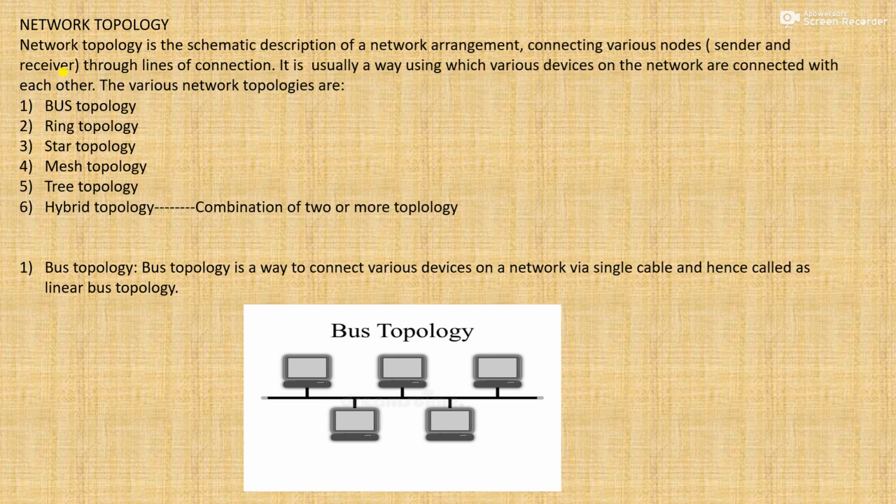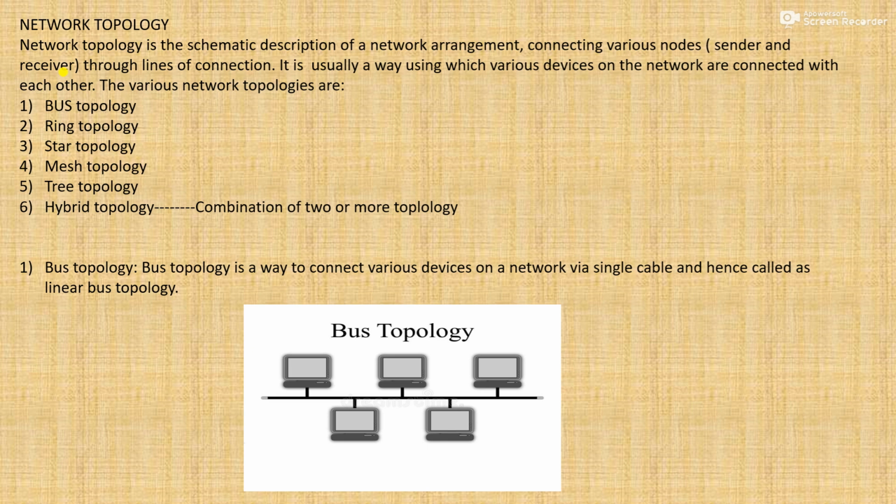Okay, so now let's start with the topology. Okay, so what is this network topology and how many network topologies we have? What are the advantages? एक क्वेश्चन जरूर आपको मिलेगा टर्म 2. Network topology is a systematic description of network arrangement connecting various nodes, senders and receiver through lines of connection. It is usually a way using which various devices on a network are connected with each other. So how various computers are connected? So basically this is called network topology.